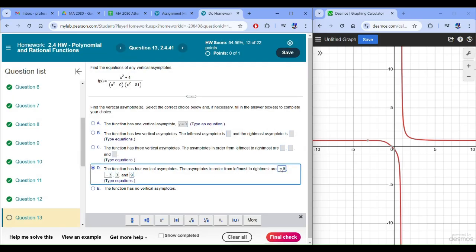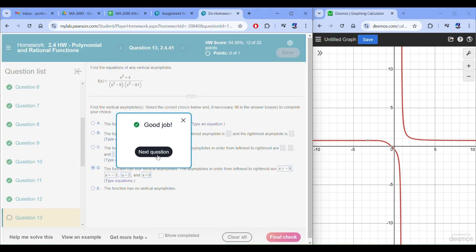Type equations. You guys really know how to annoy someone. X equals, and x equals. There we go.